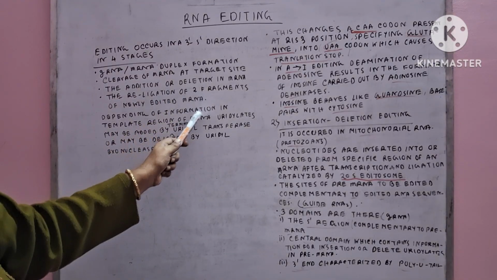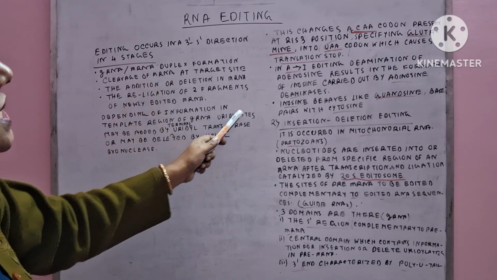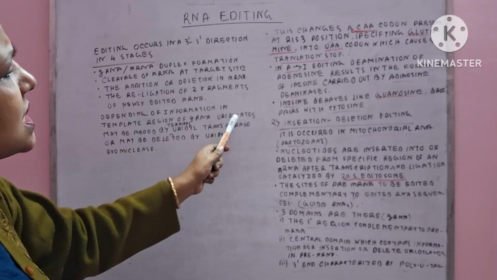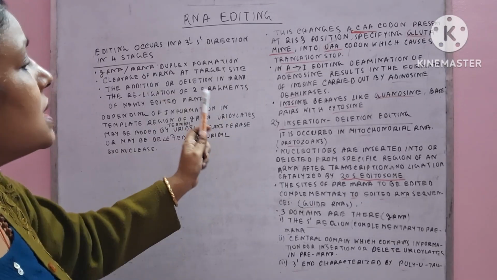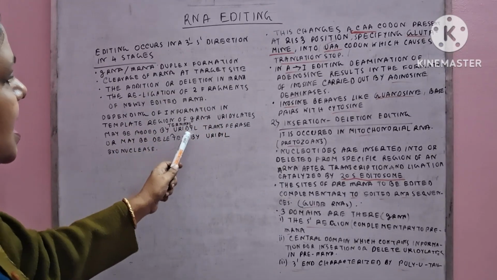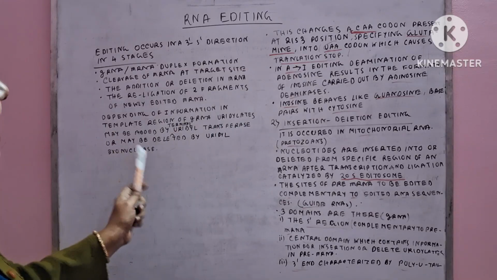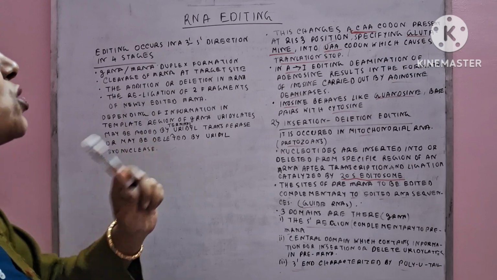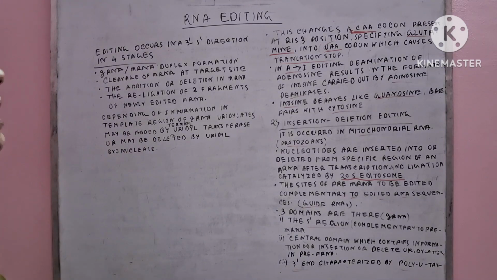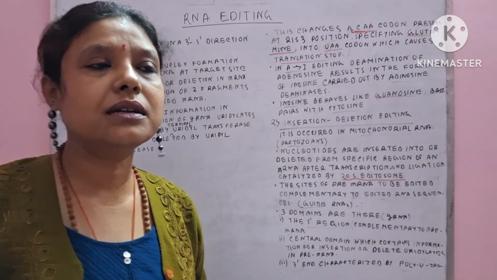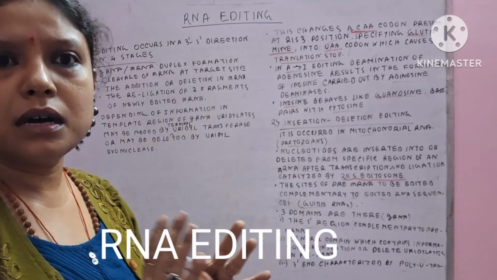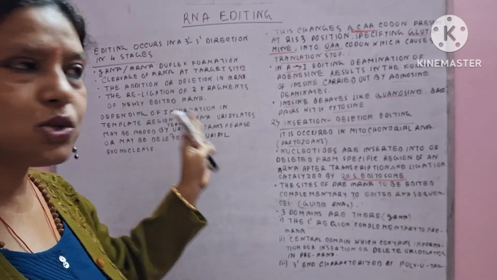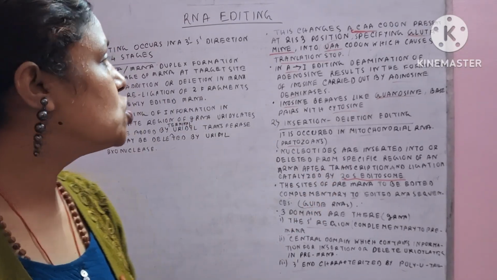And here, depending on the information, insertion of uridylates or deletion of uridylates occurs. If insertion of uridylates occurs, the enzyme involved is known as uridylyl transferase, and if deletion is needed, the enzyme is uridylyl exonuclease. Okay, so now the RNA editing process is completed. I thought that this part was not there, but then I checked that this part is also included, so I have to explain that.